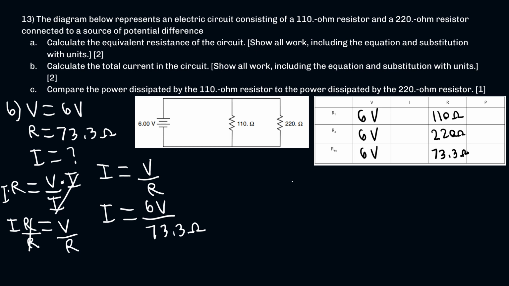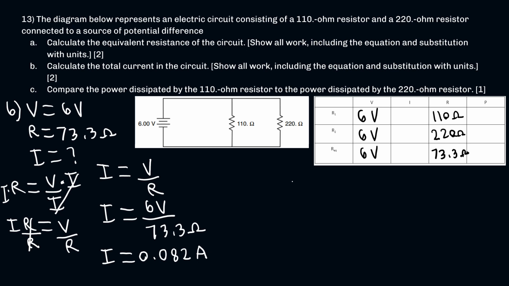My second point now is going to be getting my answer. So plug this into your calculator. You're going to do 6 divided by 73.3, 6 volts divided by 73.3 ohms. You will get out of this current, I, is equal to 0.0818. So let's round off to 2. And then my unit for current is going to be amperes, A.